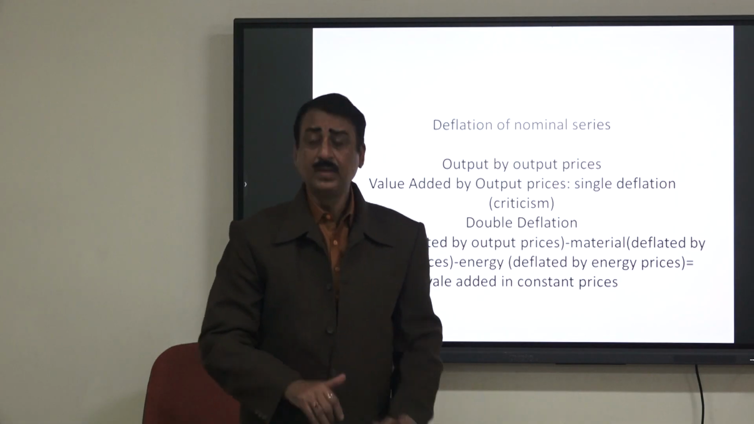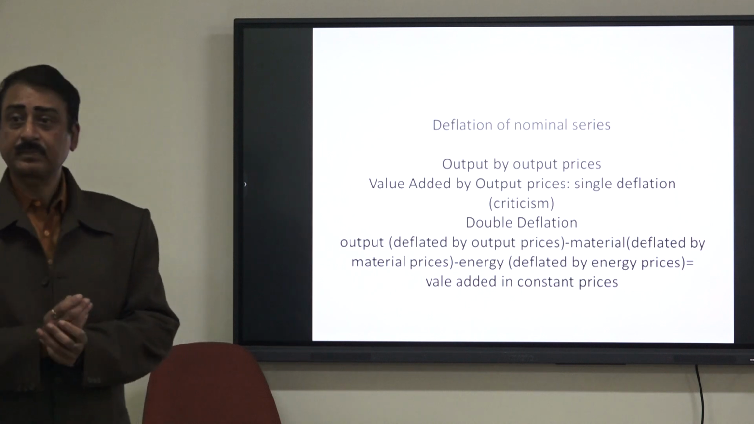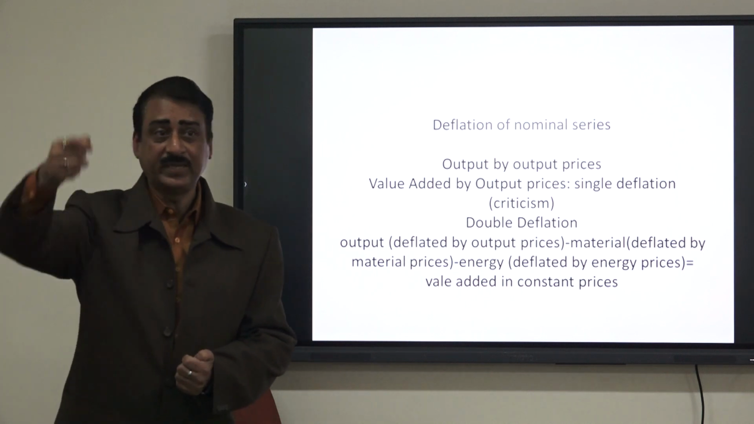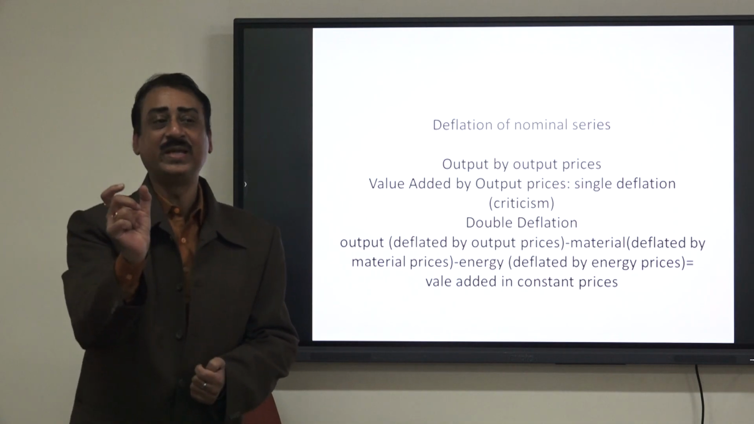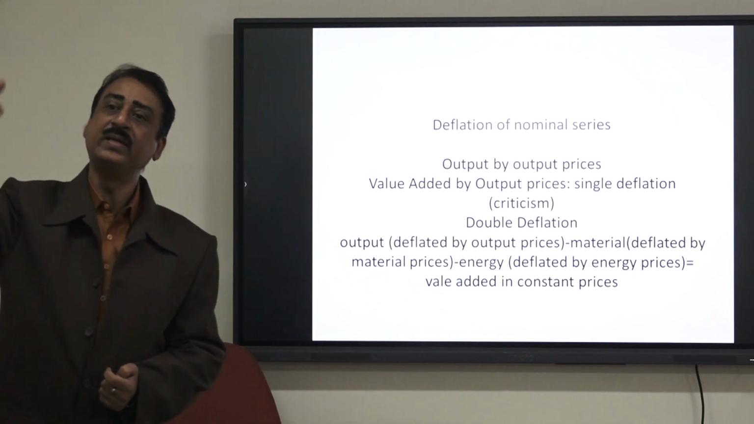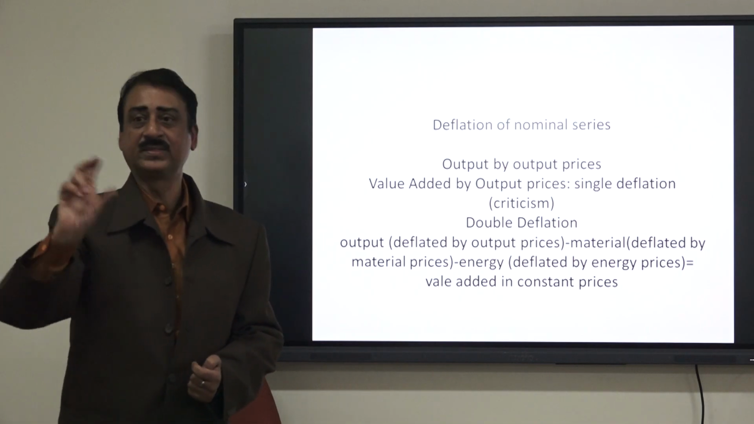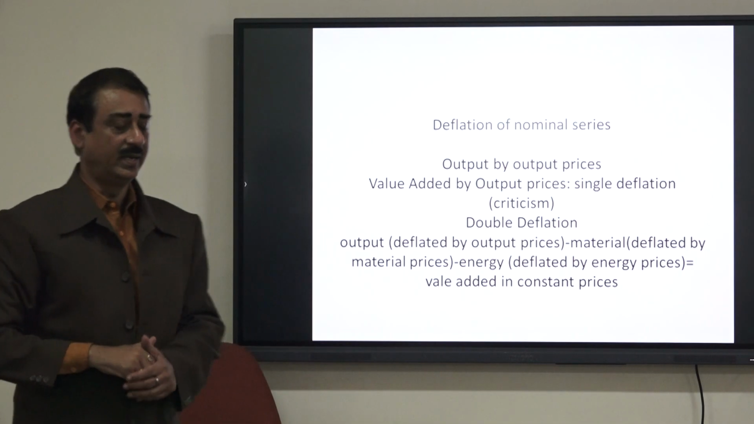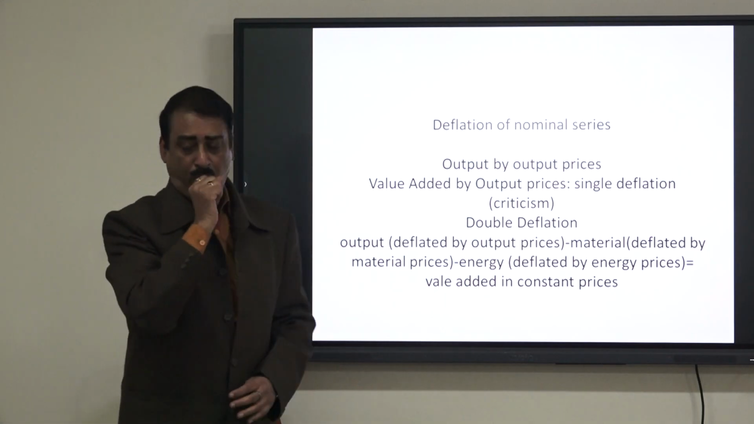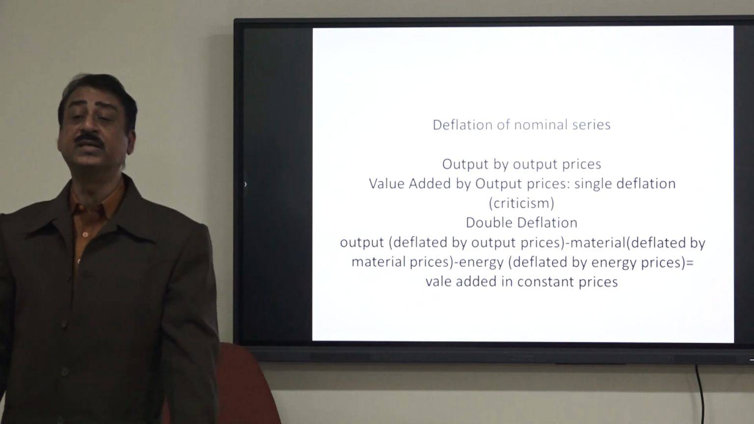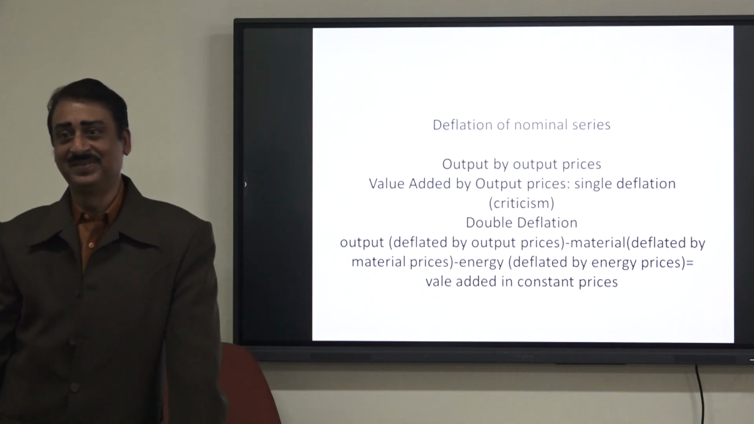Now, deflation of nominal series, the question which you were asking. I told you how to deflate it, that arithmetical problem: you take the current value, multiply it by the base year index divided by the current year index. So that would give you the deflated series. Fine. But the question is whether you should consider a double deflation method or a single deflation method.